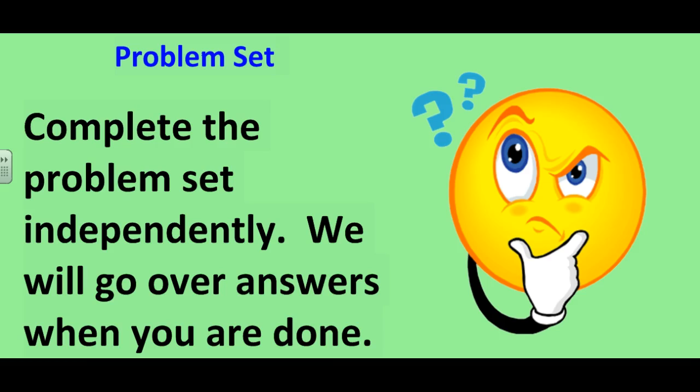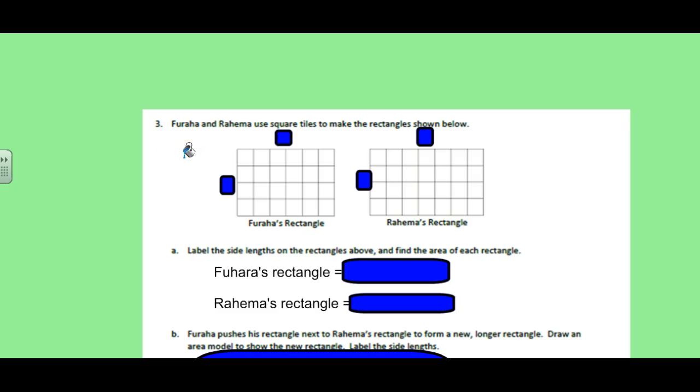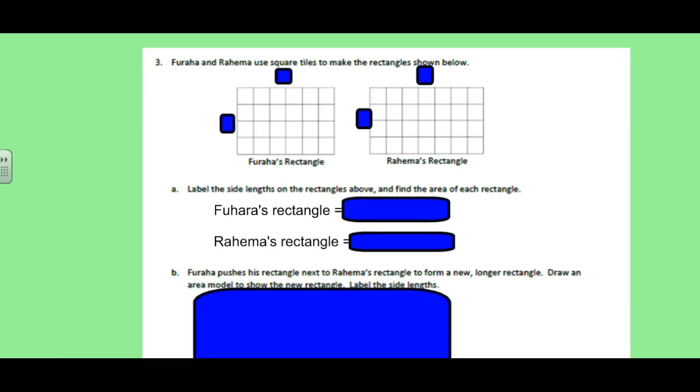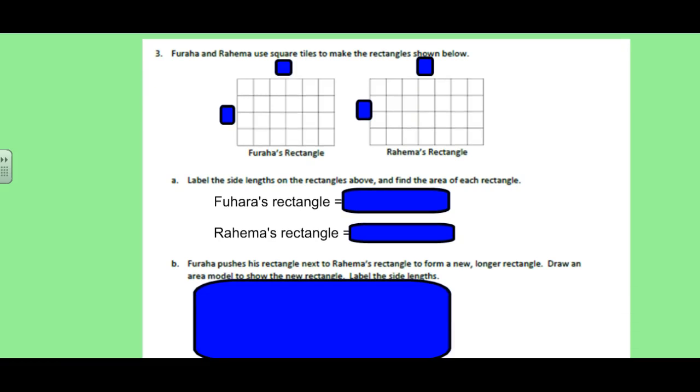Okay, we're going to finish the rest of the problem set now. Okay, number 3 on your problem sets. Yuhara and Rahima used square tiles to make the rectangles shown below. Part A says label the side lengths on the rectangles above and find the area of each rectangle.